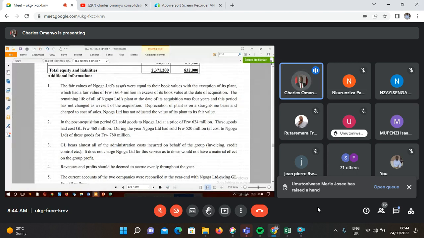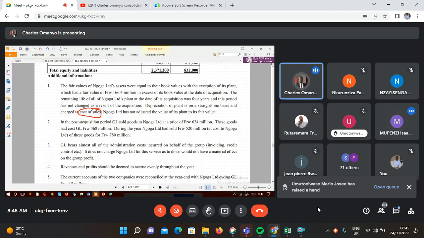The fair value of Ngonga Limited's assets were equal to their book values, with the exception of its plant, which had a fair value of 166.4 million in excess of its book value at the date of acquisition. The remaining life of Ngonga's plant at the date of acquisition was 4 years, and this period has not changed as a result of the acquisition. Okay, let's continue. Depreciation of plant is on a straight line basis and charged to what? The cost of sales. Do we agree it affects the income statement?